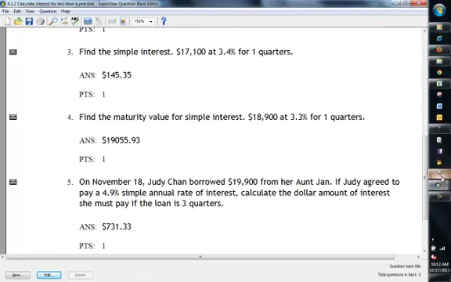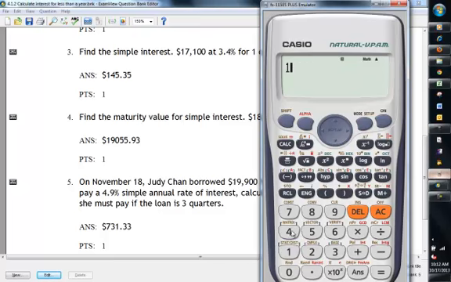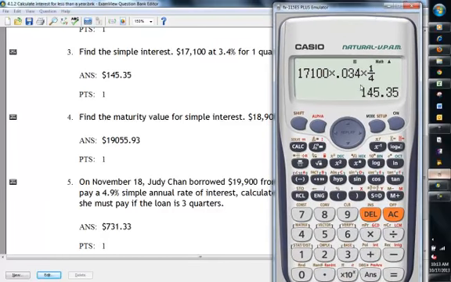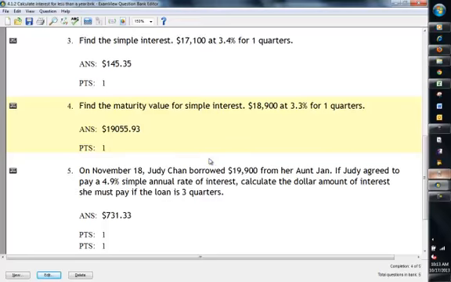So we would take interest is principal, 17,100, times rate, 0.034, times time, which in this case is 1/4. And we get $145.35. Next one is the same kind of question, but they want to know the maturity value. So finding the maturity value, we would add the principal to it, 17,100, and we would get 17,245.35.